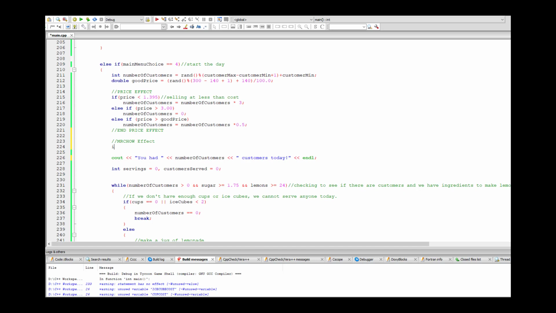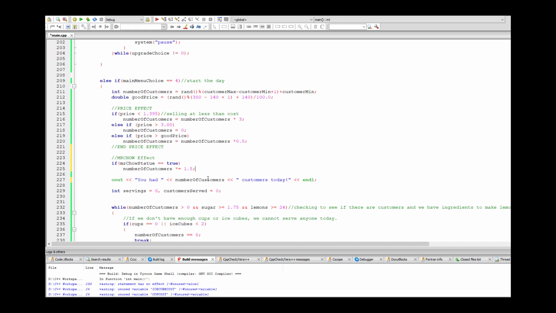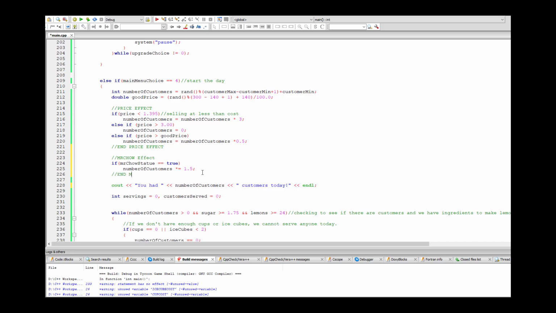All we're going to do is say if Mr. Chow statue is equal to true, so if you have the Mr. Chow statue, then number of customers times equals 1.5. So you're always going to have 50% more customers if you have a Mr. Chow statue. It's just something really simple. You can get really creative on what these different things can do. Okay, so end Mr. Chow effect.